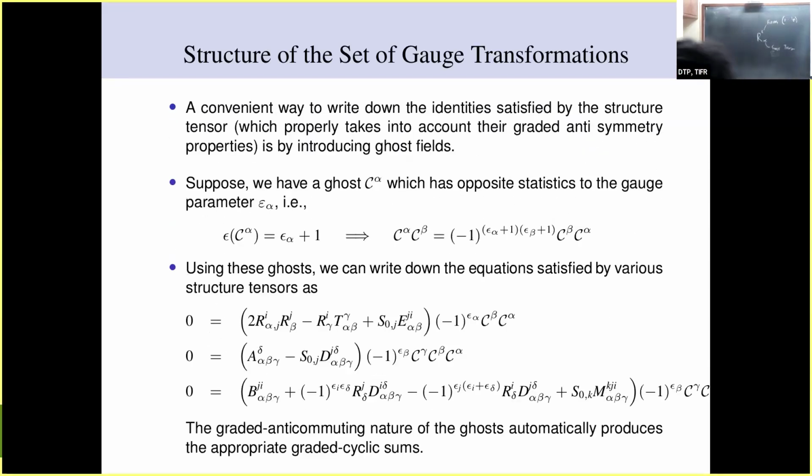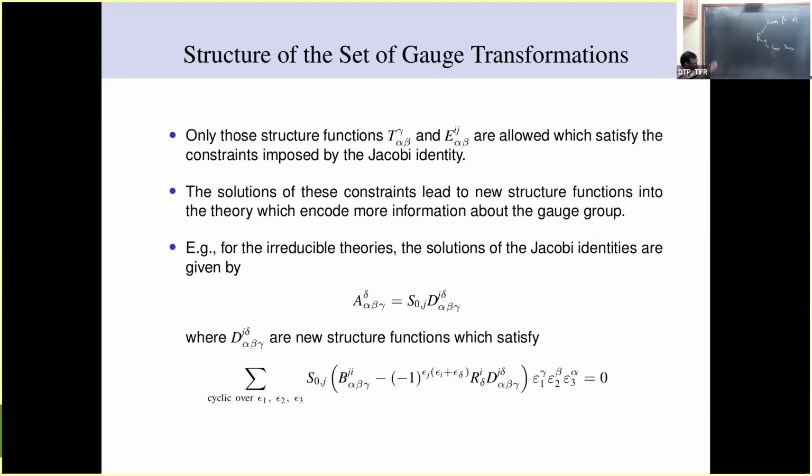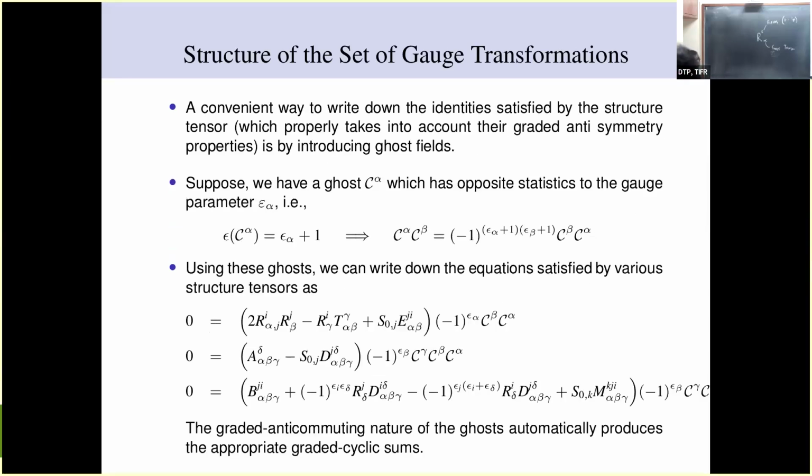So one convenient way to write down these identities which are satisfied by the structure tensors. We have a very complicated set of equations; they look complicated. But one convenient way to encode all these equations, or at least give them a simple-looking form, is by introducing a ghost field. Suppose you have a ghost field C alpha, which has opposite statistics to the gauge parameter epsilon alpha. So associated with this gauge parameter epsilon alpha, you introduce a ghost field C alpha, which satisfies this property.